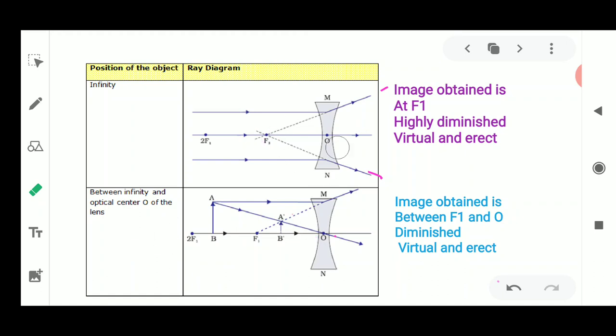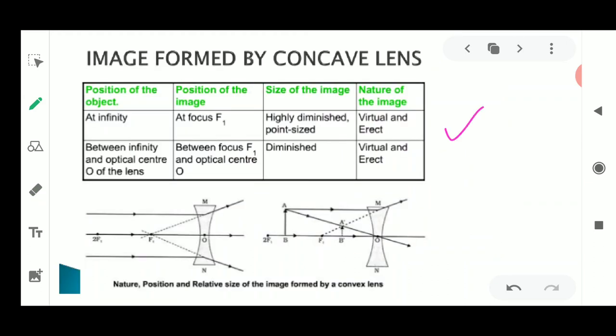Okay, so this is about the nature. And what will be the nature of this image? The image will be virtual and erect. So in both cases, we are going to obtain the same kind of images. Next, this is again the tabular form of the image formed by the concave lens, where we could see that the infinity position is going to give you a highly diminished point-size image, which we can see in this diagram again, and it is going to give you a virtual and erect image. Not only is it highly diminished, point-size, it will be virtual and erect also.